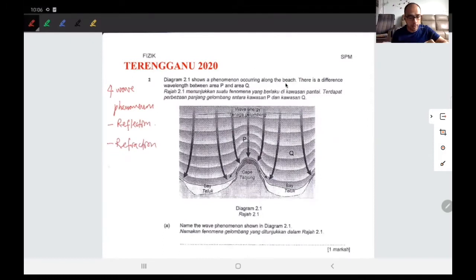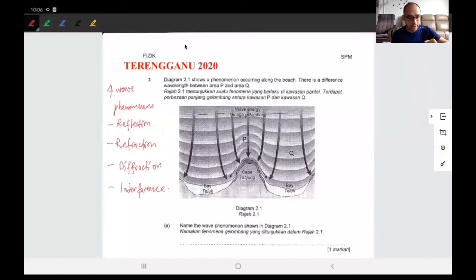The third one is diffraction, and the last one is interference. So reflection, refraction, diffraction, and interference. These are the 4 wave phenomena, 4 kejadian gelombang. These 4 things can happen to any wave, which includes light wave.